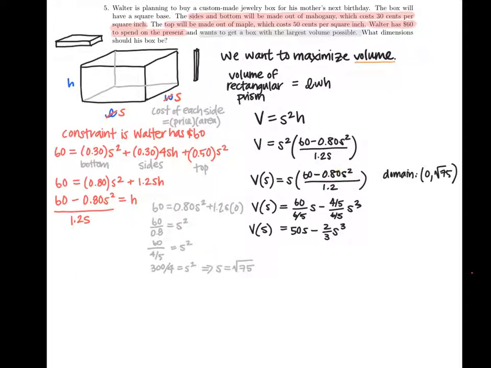And then 0.8 is 4/5, 1.2 is 6/5. That's also 4 over 6, or 2/3. And I have that S squared, which gets multiplied by S, so I have S cubed. This is much easier for me to take the derivative of.